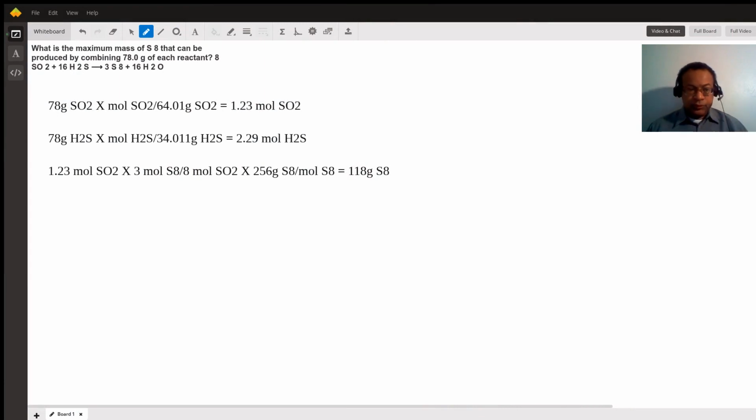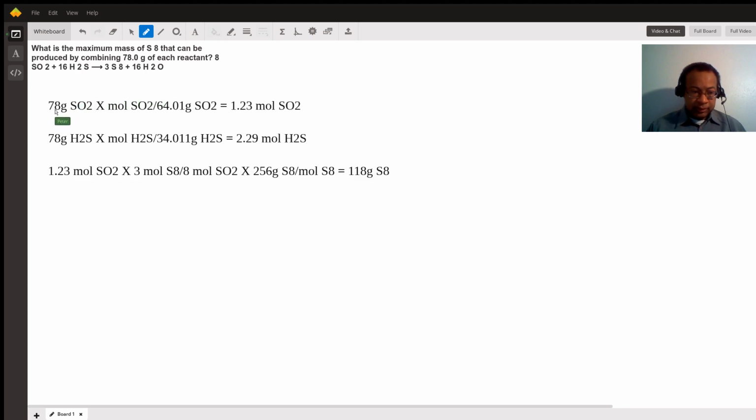Okay, the question is, what is the maximum mass of S8 that can be produced by combining 78 grams of each reactant? And the reaction is given as 8 moles of SO2 plus 16 moles of H2S will give you 3 moles of S8 plus 16 moles of water.